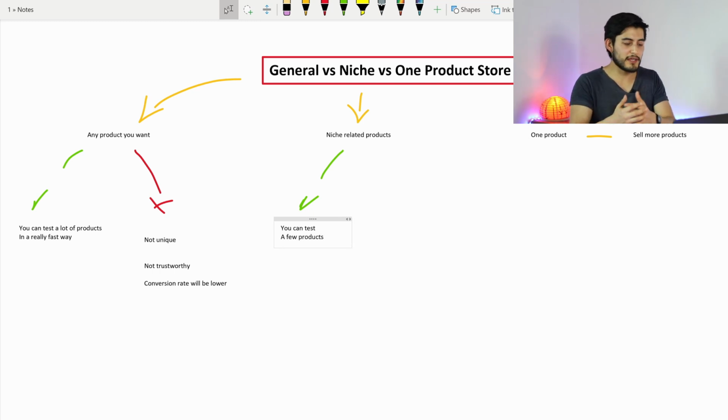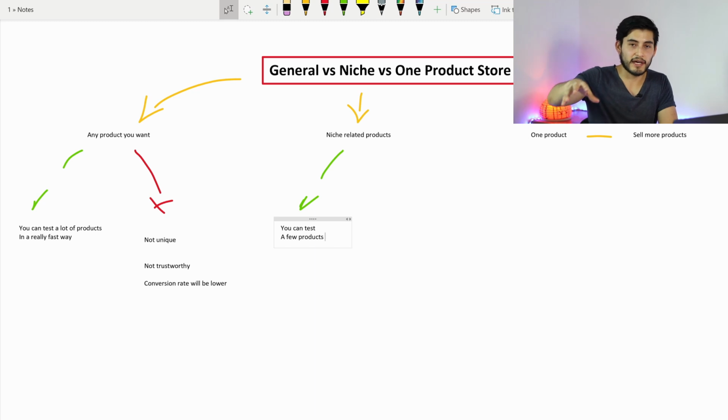So this means that maybe you are not going to be able to test all the products that you want, but still with a niche store you can test more products than with a one product store, of course. So if you think that a lot of people are buying a lot of products for their dogs or for their babies, for example, then you can create a niche store around that specific topic, and still you can test a bunch of products that are related to that niche.